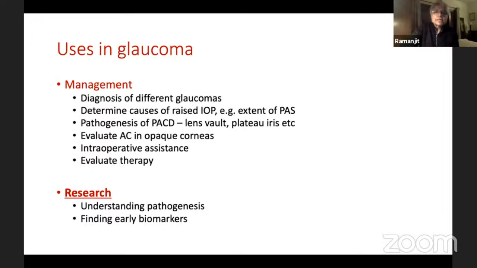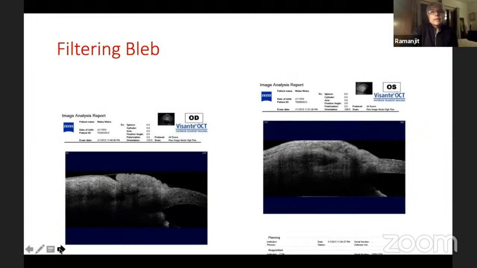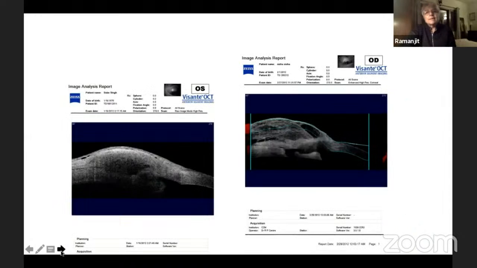What about research? I think, as I said, it's helped us to understand pathogenesis. I'm sorry, we're still going on with the filtering bleb at the moment. The other thing is to actually grade a filtering bleb, and you can see it tells us the thickness of the wall of the bleb, whether there are any cysts, and the size of the ostium that we have made. And these photographs are 1 year, 2 years, 3 years after surgery.